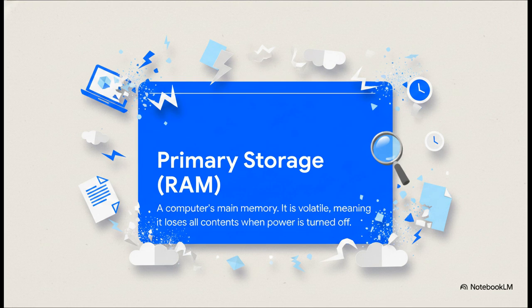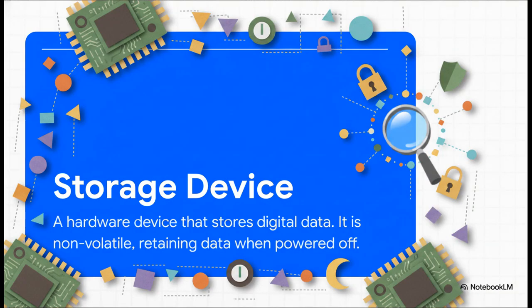But it's also volatile, and that's the key word. The second you turn off the power, it gets total amnesia. Everything you were just working on, poof, gone. That's a pretty big issue if you ever want to see your work again, right? And that's where the storage device comes in to save the day.